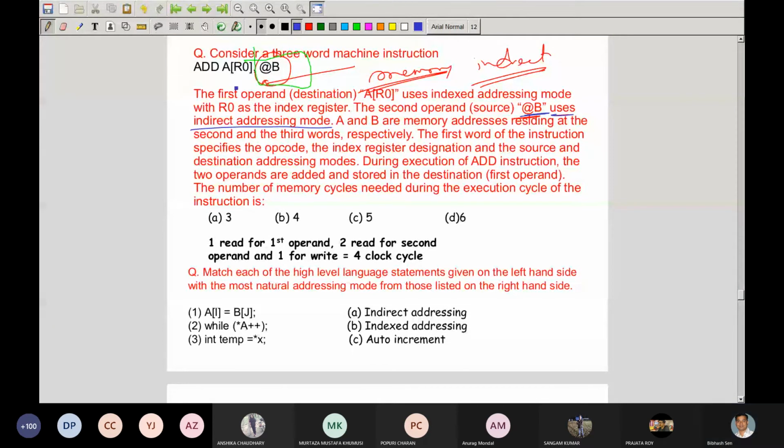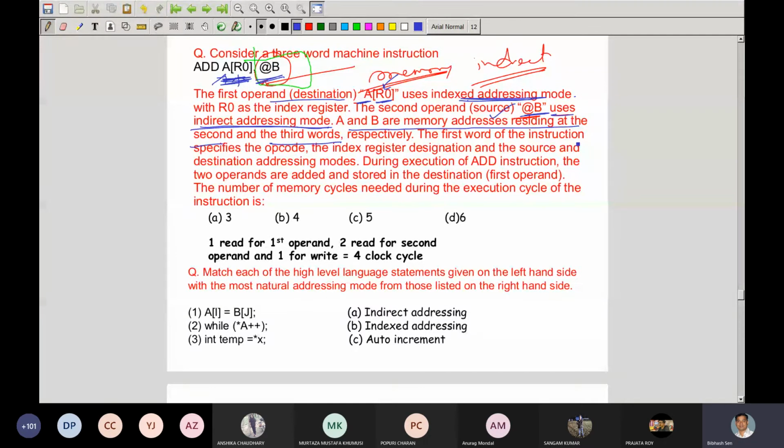Now A R0, that means R0 contains the index and A contains the base. See, index addressing mode, it is clear. Just now we discussed index addressing mode where R contains the value of the index, like i equal to 1, 2, 3, 4, whatever increment value is contained in R, and A contains the base address. The first operand is the destination and this is the source, and the second operand that I mentioned, the source, uses indirect addressing mode. Very good. A and B are memory addresses residing at the second and third words respectively.